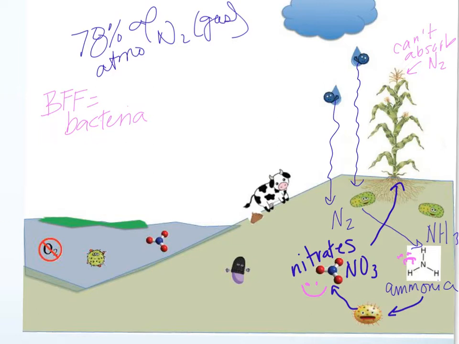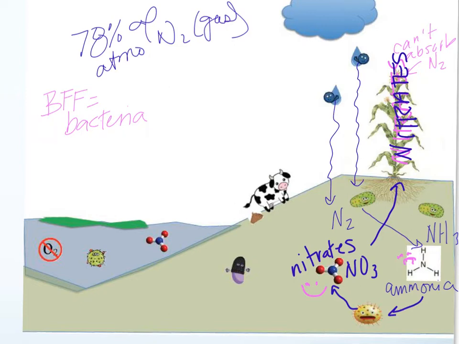So nitrates are what plants and people have inside them. So I'm just going to make a little note here. Nitrates. So nitrates are stored inside of the plant. Okay, now again, humans, we can't breathe in nitrates or nitrogen gas. We can't absorb nitrates through the roots.